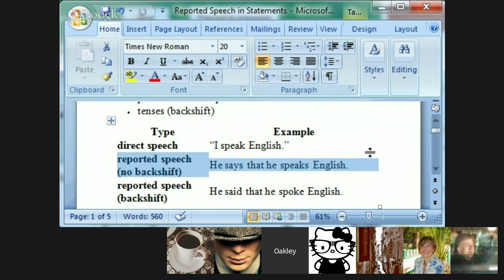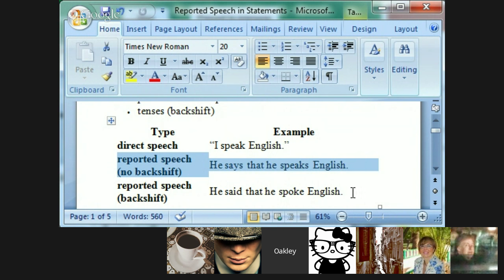David said he had to go. Very good, David. Good one. This first one, no backshift, would be the old man with the hearing aid. Turn it up, Grandpa. He says that he speaks English.